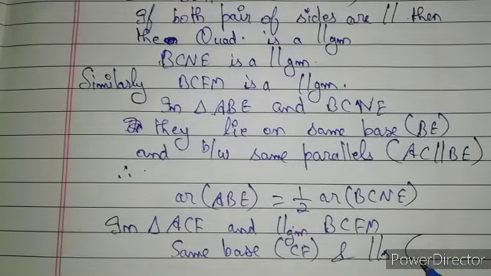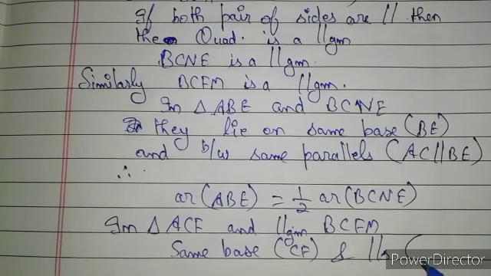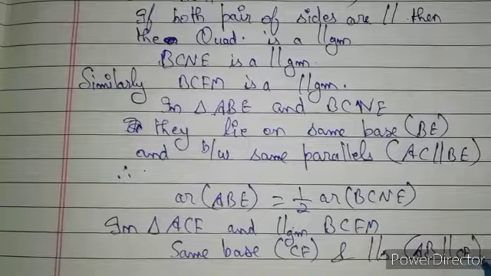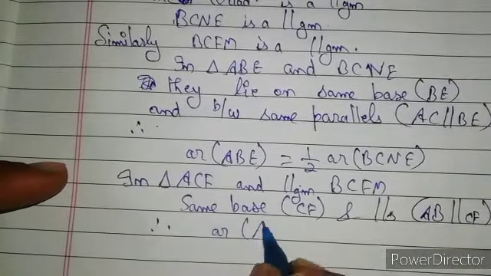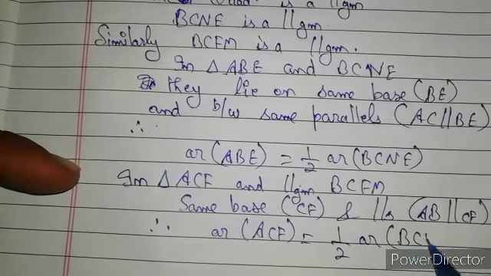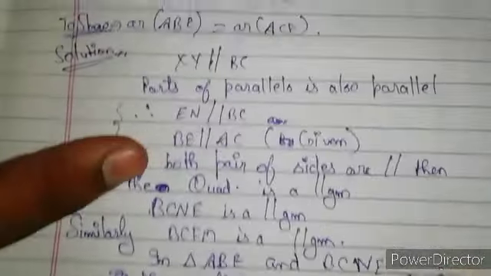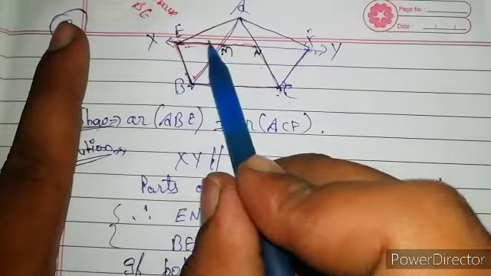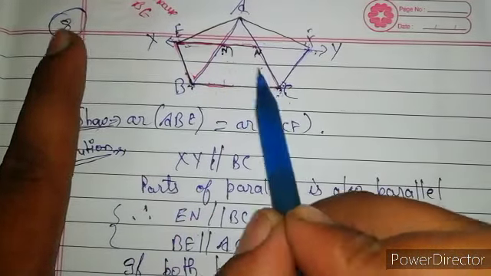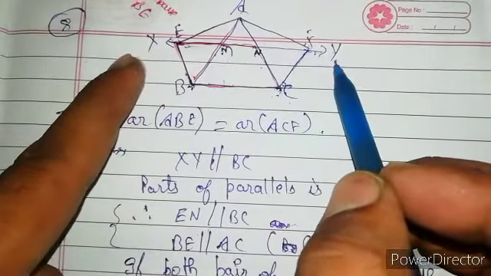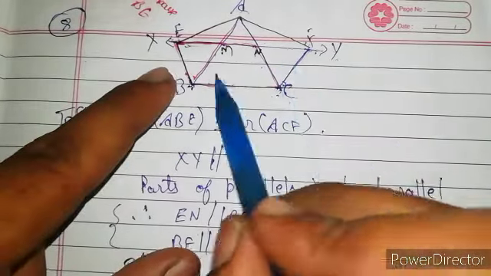While making your notes, you have to write in a descriptive way, meaning you have to write the whole statement every time. So here the same parallels are AB parallel to CF. Therefore area of ACF is equal to 1/2 of area of BCFM. Now look, we have two parallelograms, BCNE and BCFM. They lie on the same base, that is BC, and they lie between the same parallels, that is XY, because all these are parts of XY. So their areas are equal.